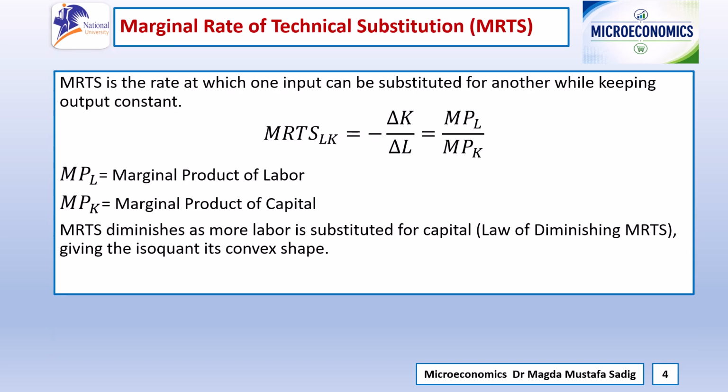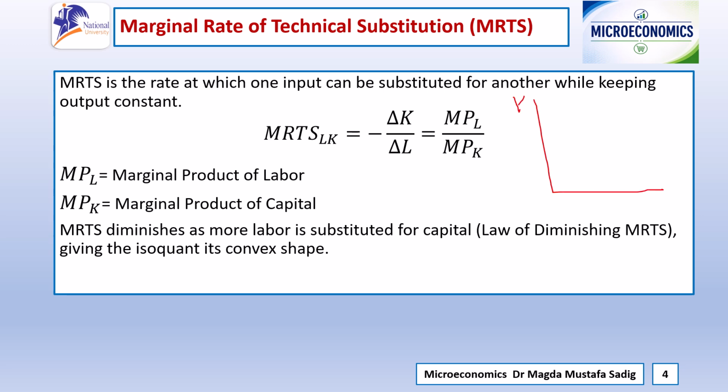Marginal rate of technical substitution. Now let us introduce one of the most important concepts in production economics, the marginal rate of technical substitution, or MRTS, between labor and capital. The marginal rate of technical substitution measures the rate at which one input can replace another while keeping output constant. Let us take this isoquant.